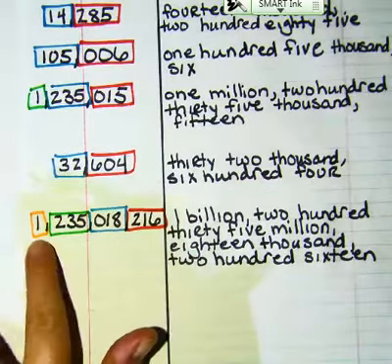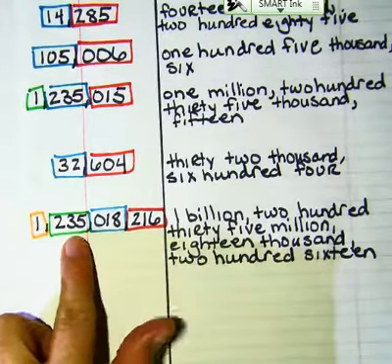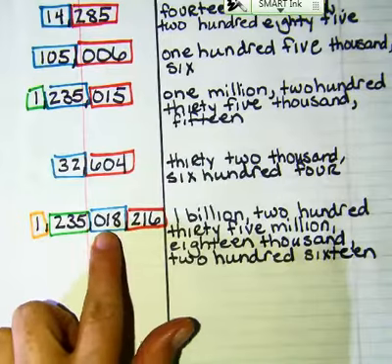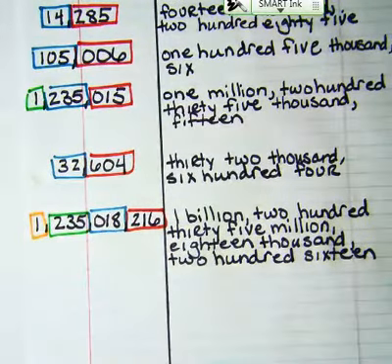Okay, the answer you should have got was 1,235,018,216. The 1 is orange, that's billion. 235 is green, that's million. 18 is blue, that's 1,000. And 216 is in the red, and it doesn't get a name. Okay, so the next thing you gotta do is go to the next slide and take a quiz.